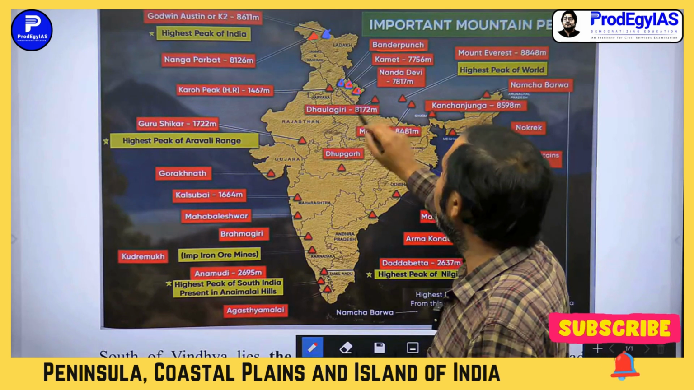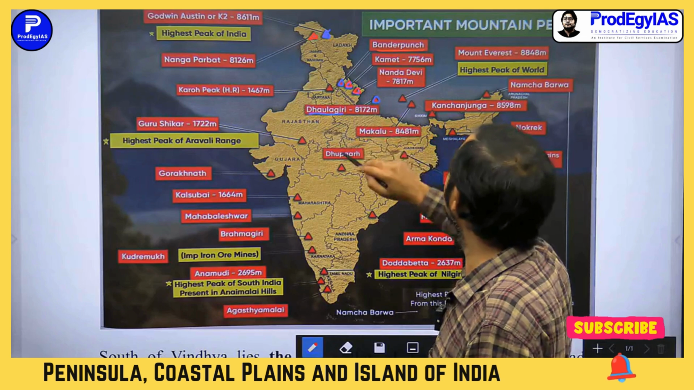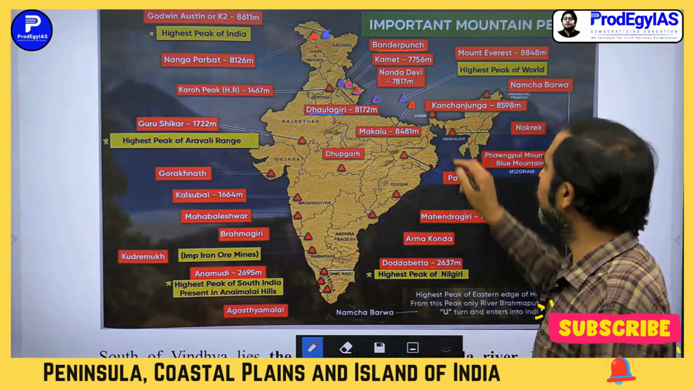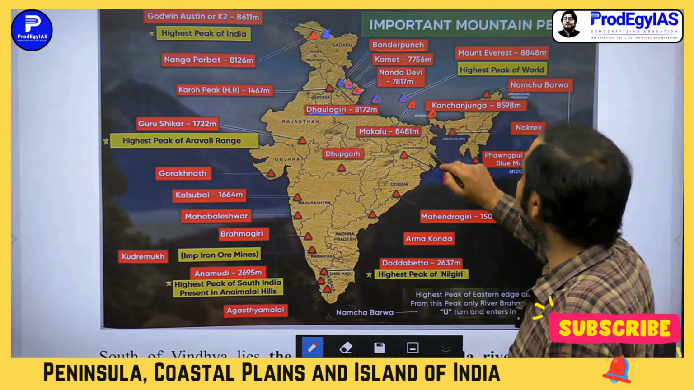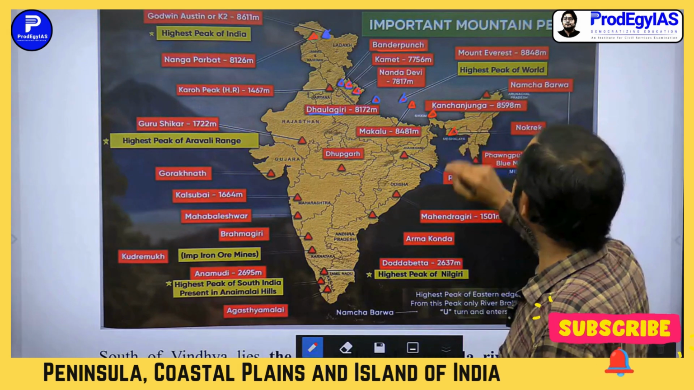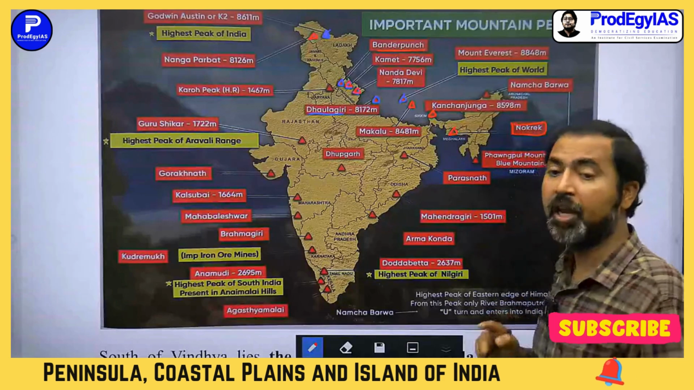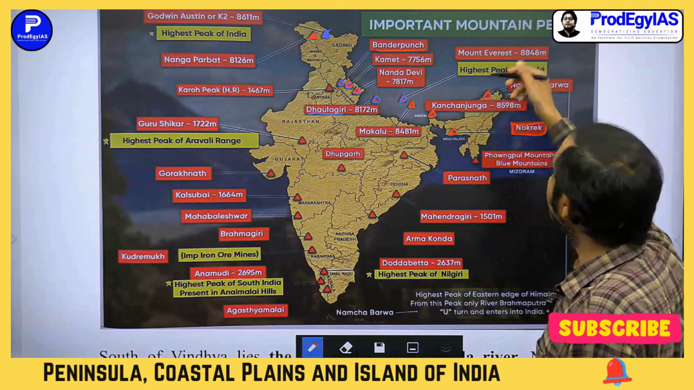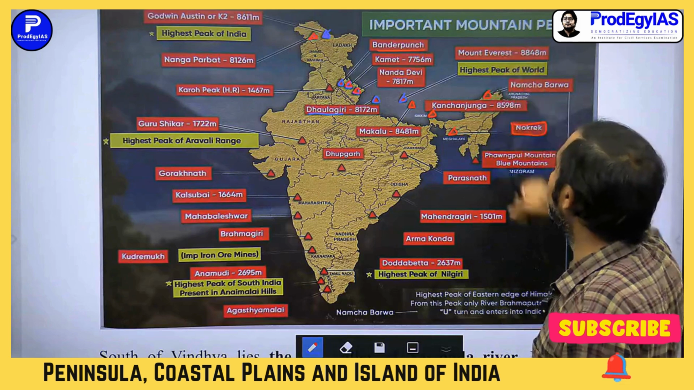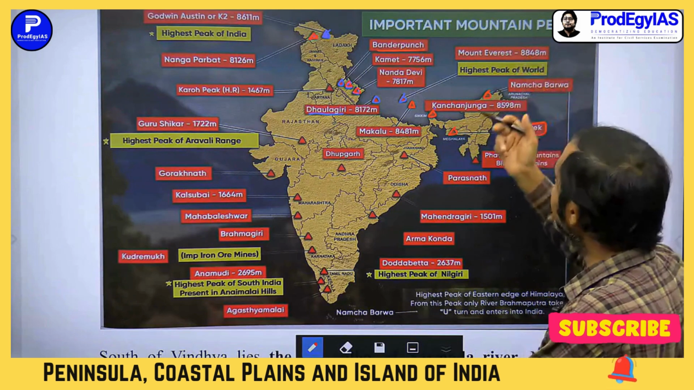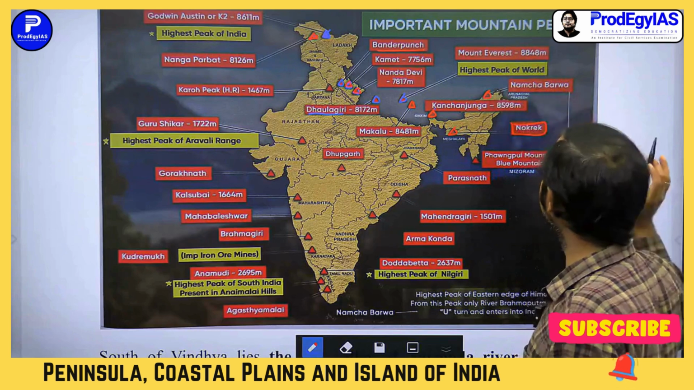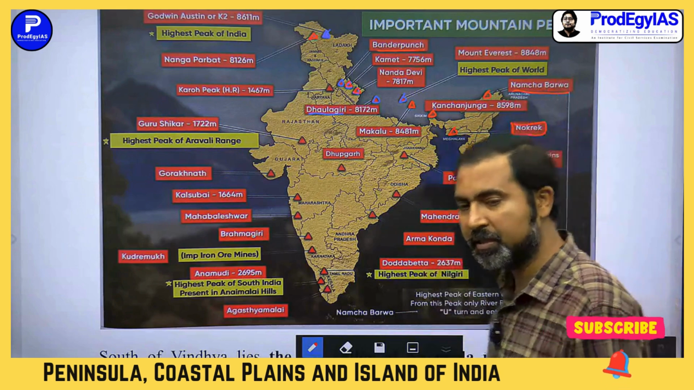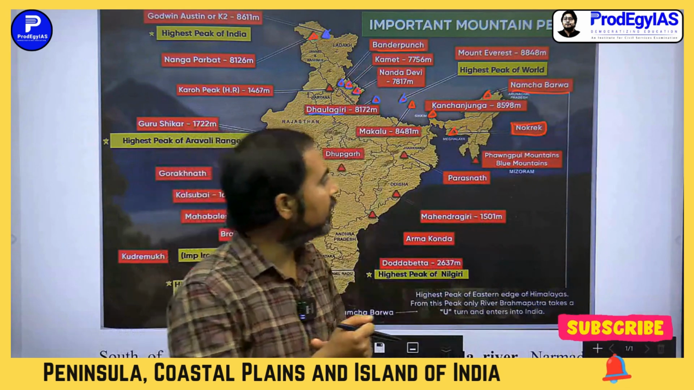Then here in the Nepal Himalaya, it is Dhaulagiri. This is Mount Everest. This is Makalu. This is also a high peak. Kanchenjunga is on the border of Sikkim and Nepal, right? Nokrek is the highest peak in the Shillong Plateau. Then Namcha Barwa lies just north of Arunachal Pradesh in the Tibetan region. It is not in India. Keep in mind that Namcha Barwa is not in India.